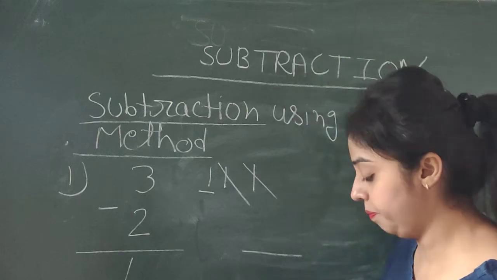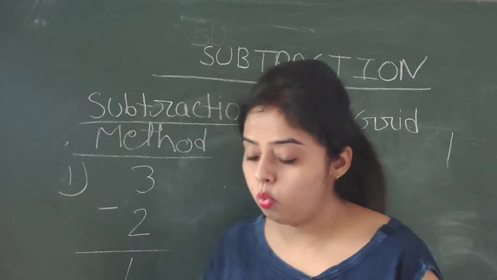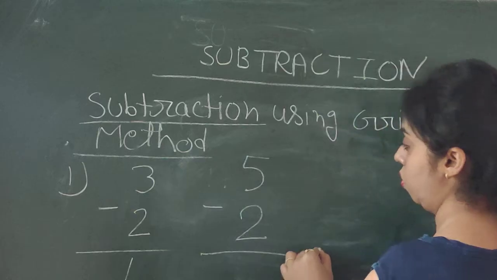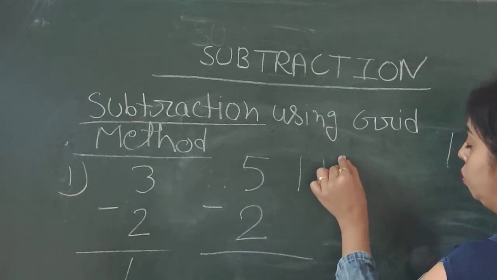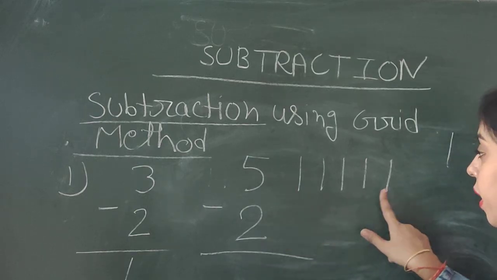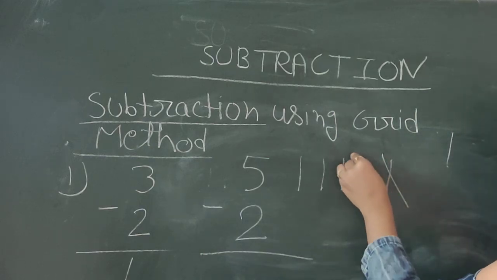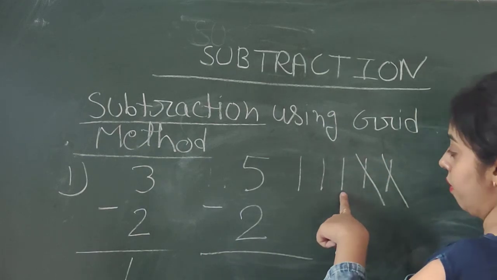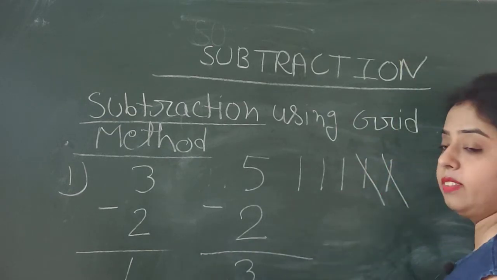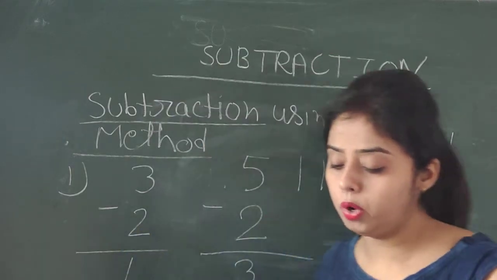Write now in your notebook. Next one is 5 subtract 2. 1, 2, 3, 4 and 5. Subtract 2. Cut the 2, 1 and 2. Then 1, 2 and 3. How will we say? 3. 3 is the right answer. Is that clear to all of you? So write now in your notebook.